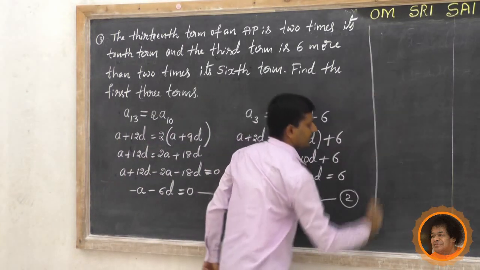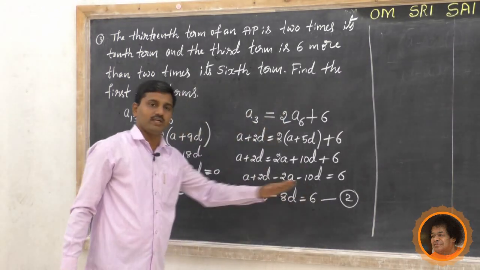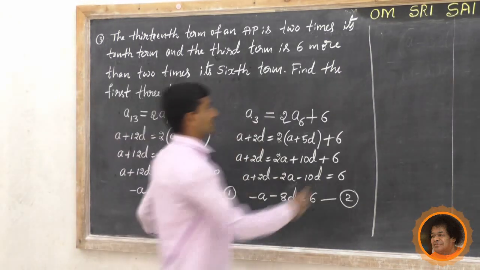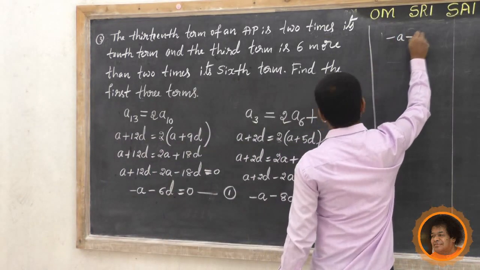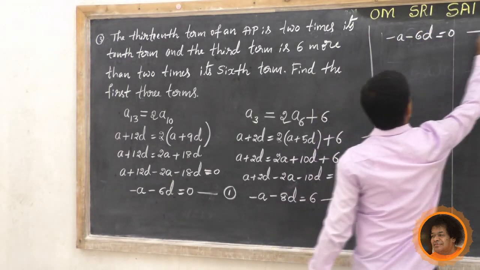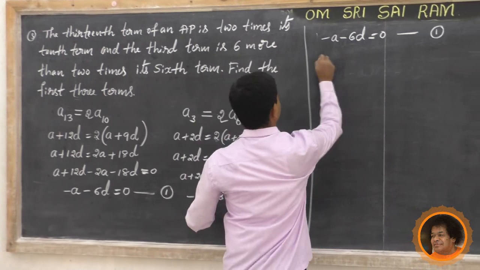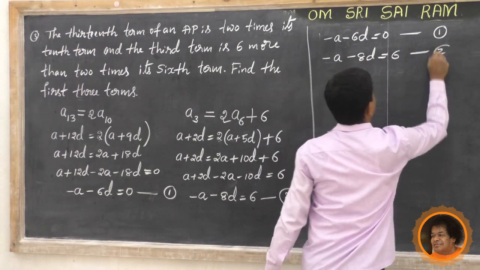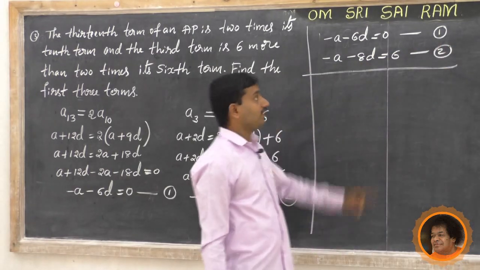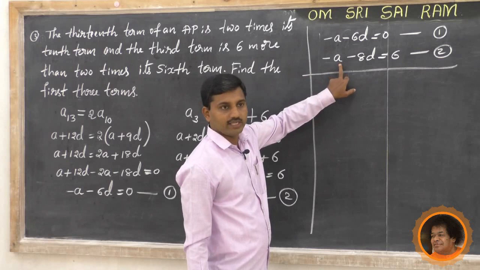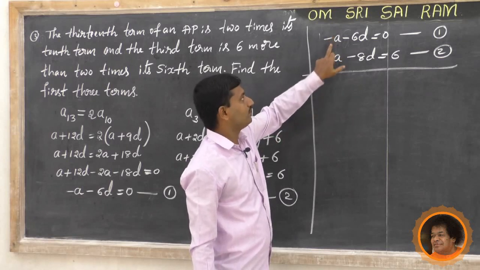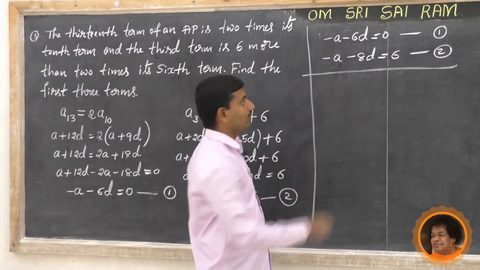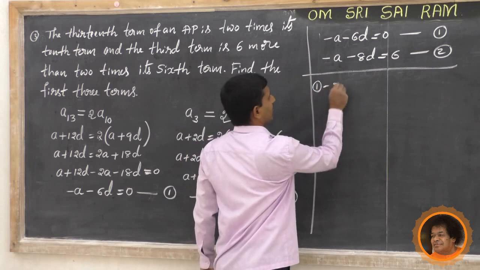So on solving equations 1 and 2, we will get the value of A as well as D by the elimination method. The first equation: minus A minus 6D equal to 0, equation 1. And the second equation: minus A minus 8D equal to 6, equation number 2. Just go through the variable. Here the variable is A, here also variable A. What about the numerical coefficient? Numerical coefficient 1, here also 1. What about the sign? Sign same, minus, here also minus. So we have to subtract equation 1 minus 2.